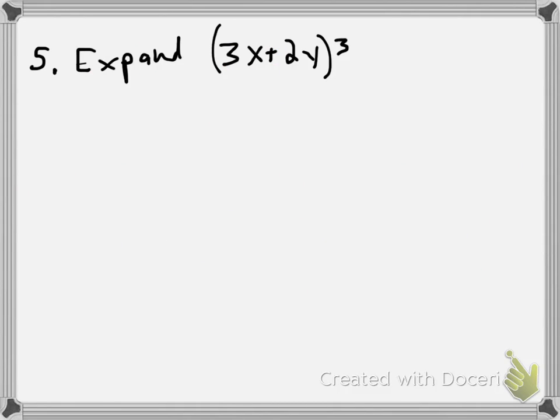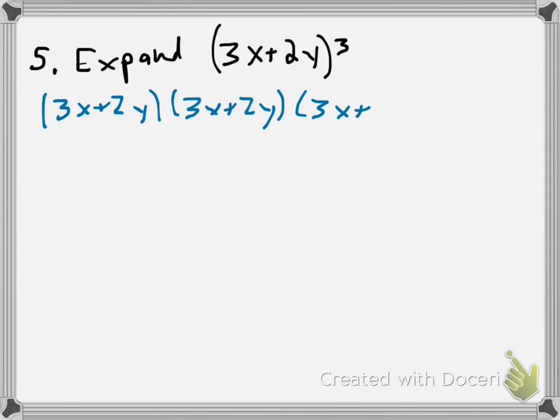Okay, here's number 5. Expand this guy. Now instead of it being squared, it's being cubed. And we have to be careful. This does not equal, you can't just cube each term. Not the same. Nope, nope, nope. Just forget I did that. I can't do that. This is really a foiling problem times 2. So this is the same as 3x plus 2y times 3x plus 2y times 3x plus 2y.